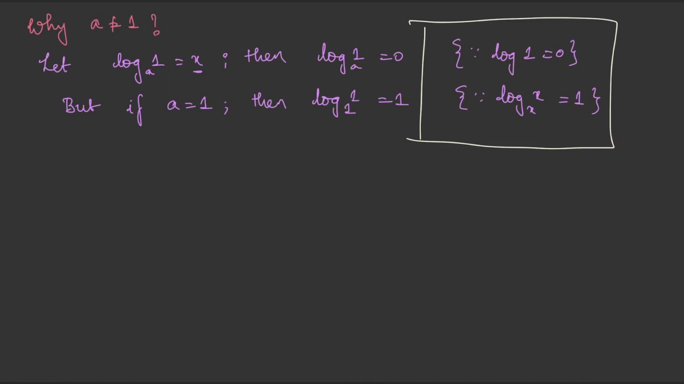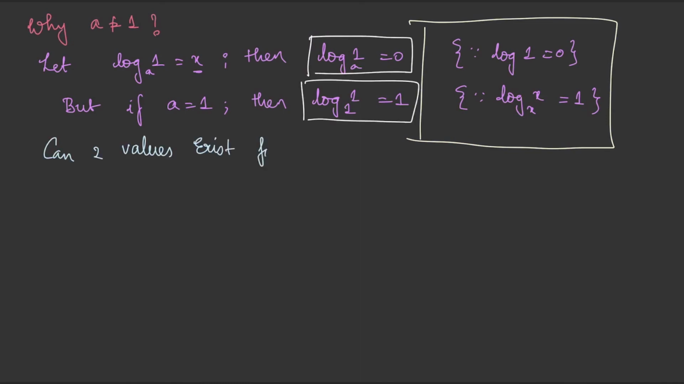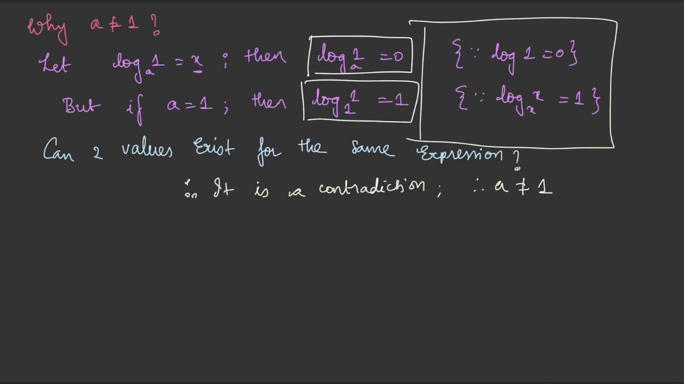So if you observe here, two statements of the same expression are having different values. So can two values exist for the same expression? No, right? Therefore, it is a contradiction, and therefore a is not equal to 1.